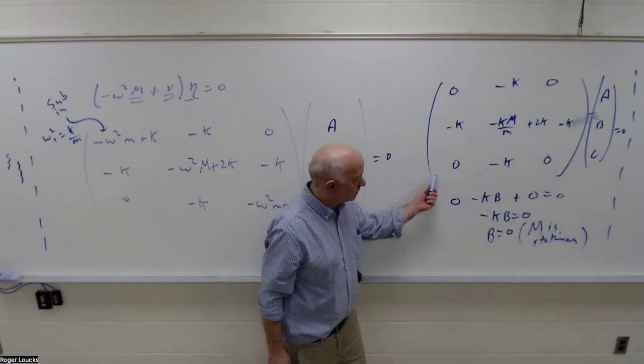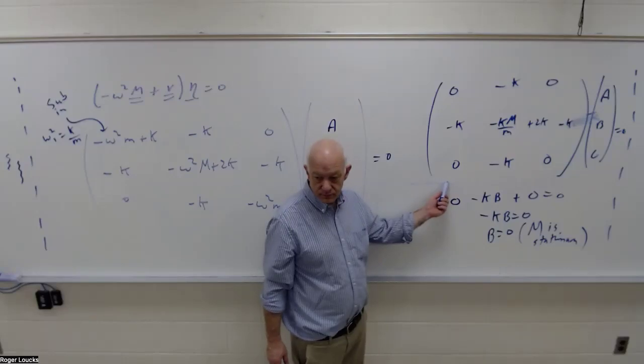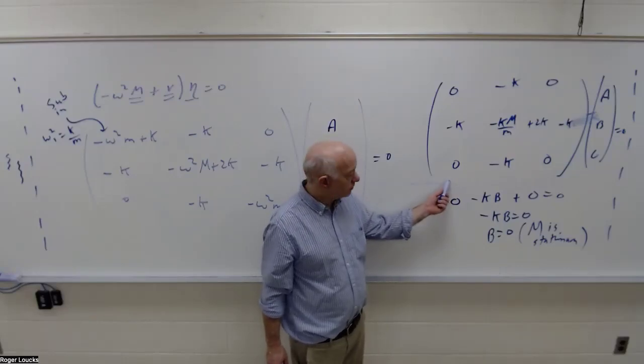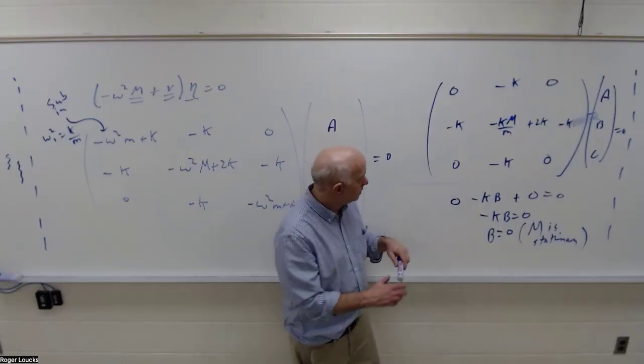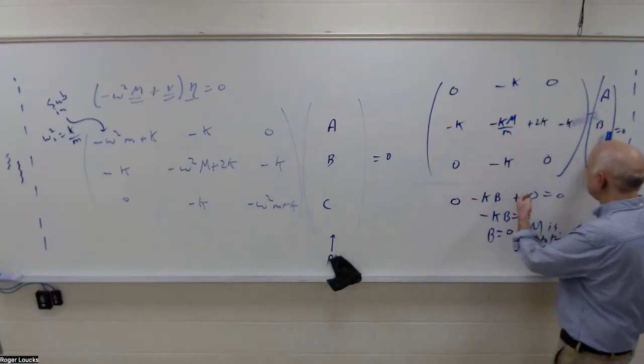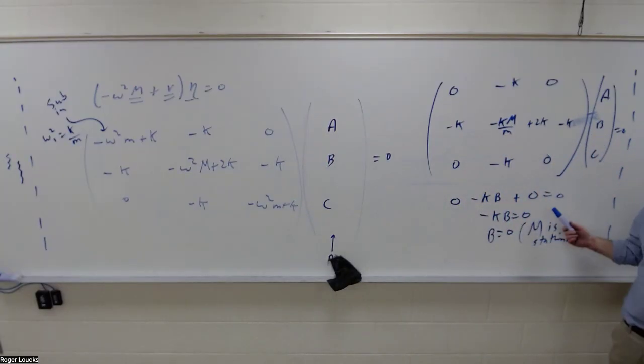What would this last line give me? Multiply out this last line here. 0 times A, minus K times B, minus 0 times C, that gives me the exact same equation. So nothing new. Now let's do this guy up here.